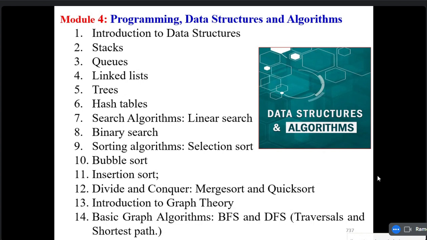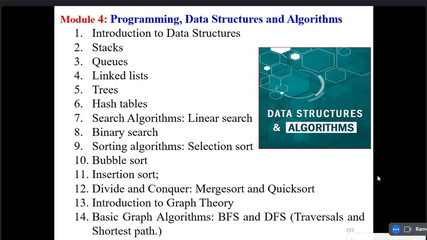If the first element is less than the second element, keep it the same. If the first element is greater than the second element, you can swap it. That's why it is called exchange sort. Then insertion sort: we are inserting the minimum element in between two elements based on our convenience.